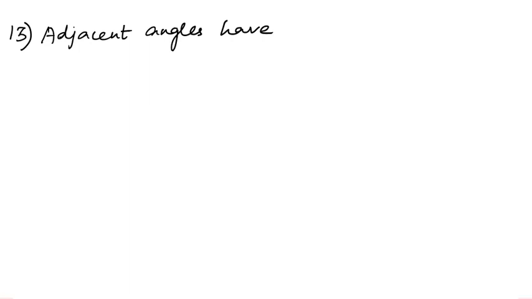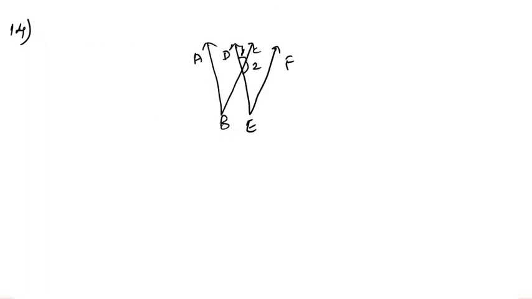Adjacent angles have, the correct option is third option, that is one common arm, one common vertex and no common interior. 14th question, in the given figure, the angles 1 and angle 2 are, so they are linear pair, so therefore the correct option is third option. 15th question, vertically opposite angles are equal in measure, therefore correct answer is fourth option. 16th question, the sum of all angle at a point is 360 degree, therefore correct answer is first option.